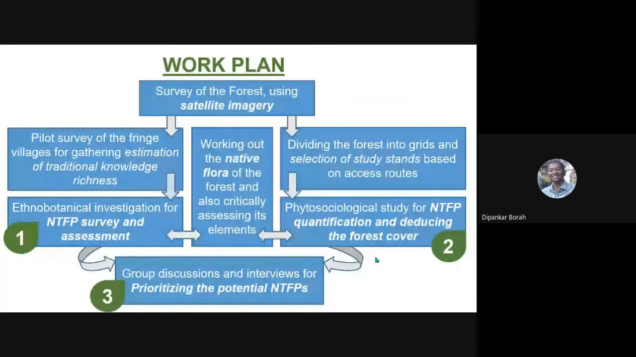After an interval of 2 months, throughout the study period, the plants collected were then identified following literature, herbaria visits, etc. And this also helped in working out the native flora of the forest as well as critically assessing the interesting elements. At last, after both the first and second objectives were over, the data generated helped to start the third objective, that is prioritization of the potential NTFPs through group discussion and interviews.